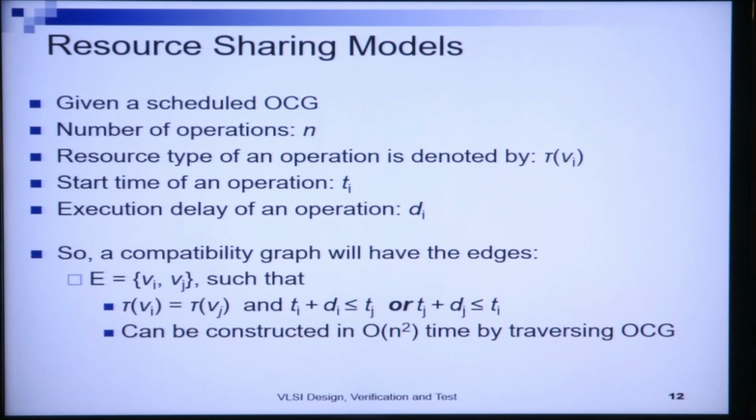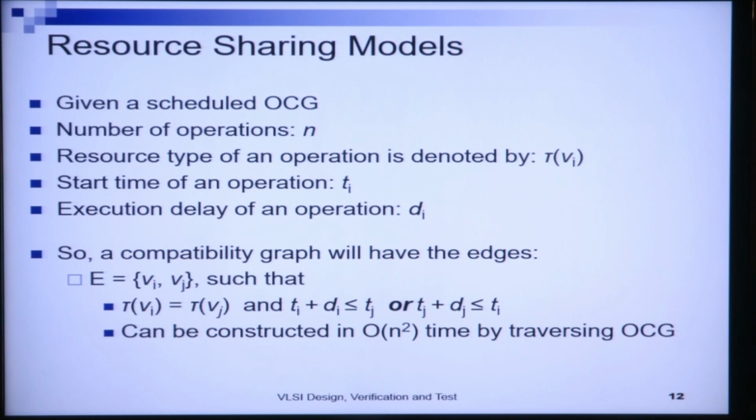Di time steps later than Ti starts. So, Tj start time must be at least Di time steps after Ti. Why is this so? Because Di is the delay of operation i, operation Vj follows Vi, and hence otherwise there is an overlap in the execution intervals of these two operations, and therefore, the same operation instance cannot be used to execute both these operations Vi and Vj.